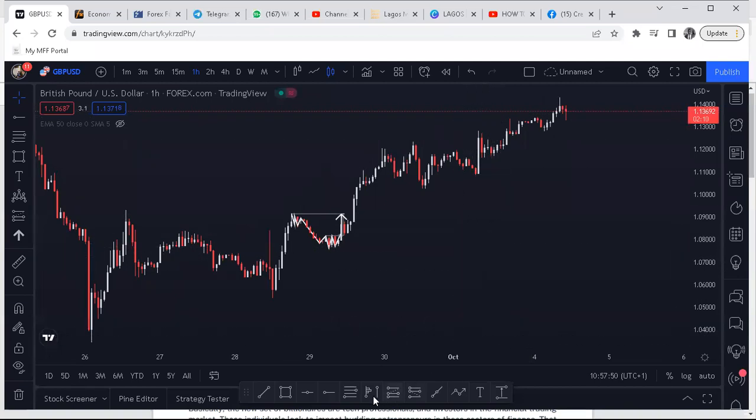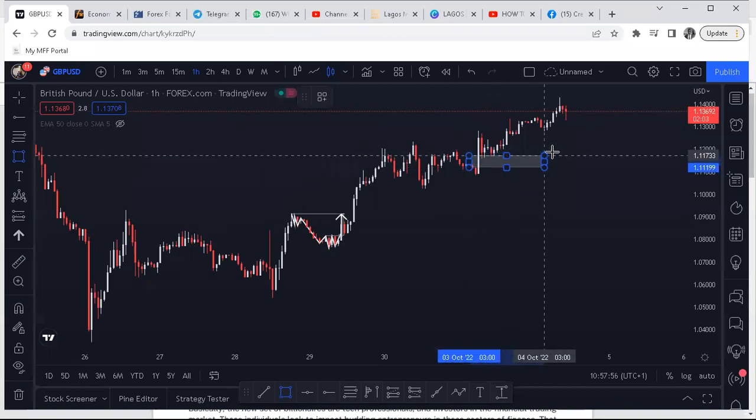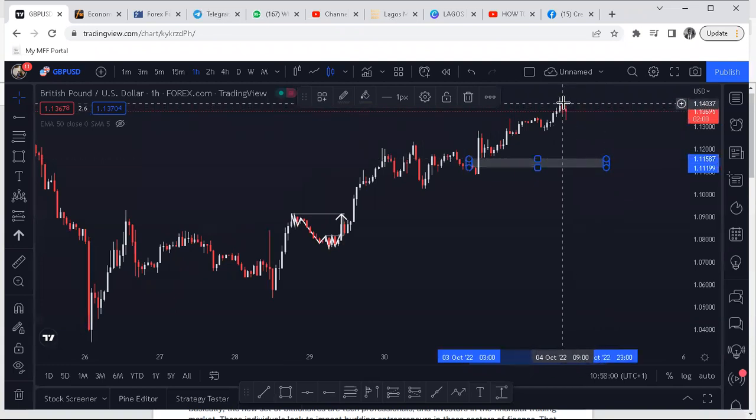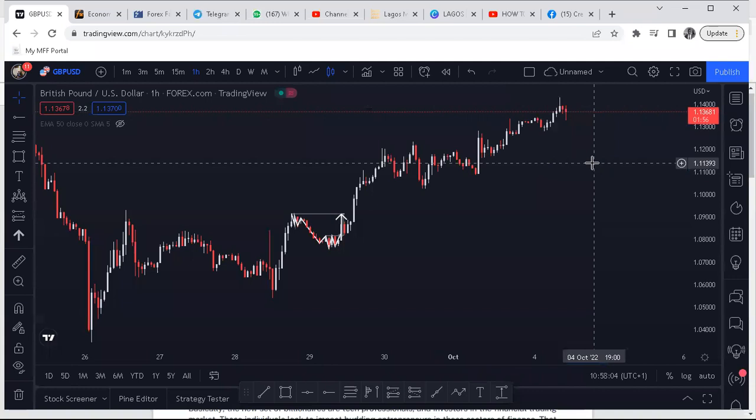At least these are other valid points for GU. If GU did not want to sell at all, it will sell to clear this imbalance. See an imbalance here. There's an imbalance here. The price needs to come and fill up. So at least that will be our TP1. Our TP1. But that's by the way.